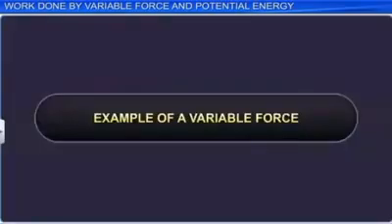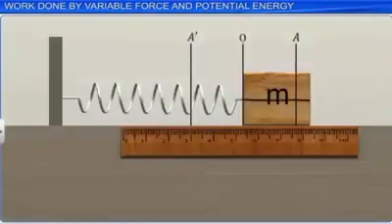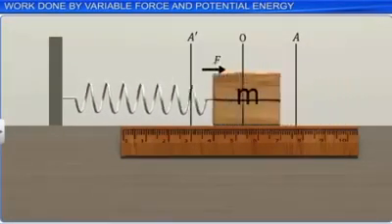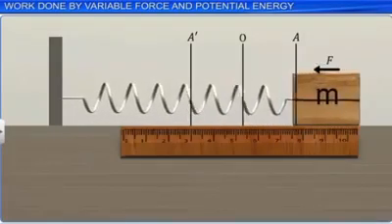Let's look at an example of a variable force. As the spring oscillates between the extreme positions O and A, the restoring force on it keeps changing with the displacement from the mean position. This is a variable force on the spring.